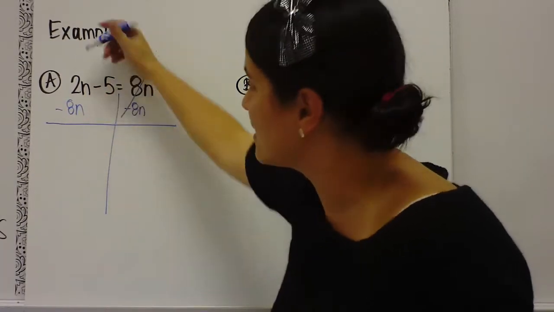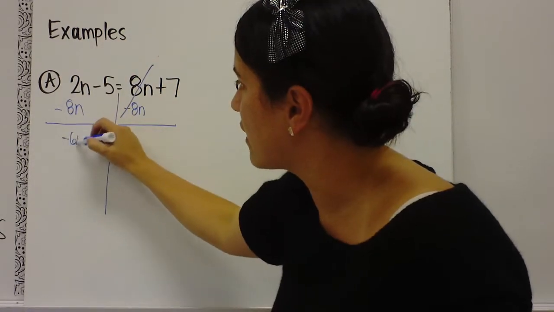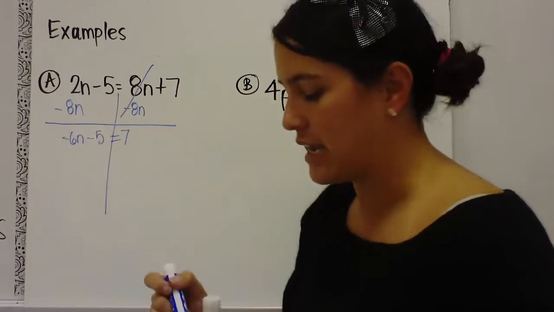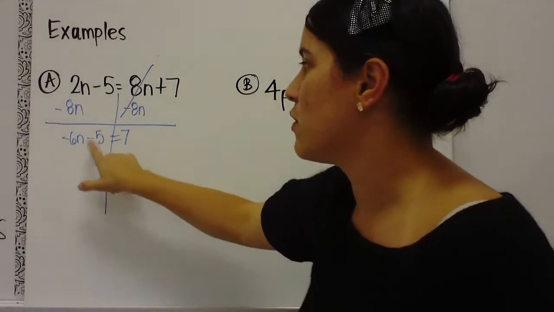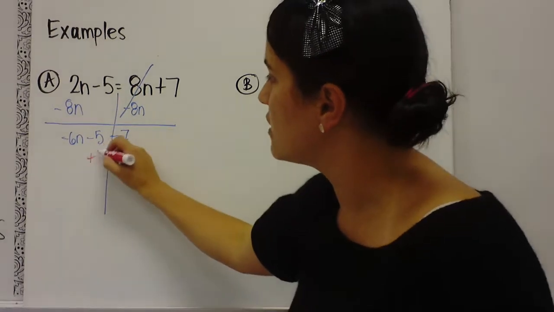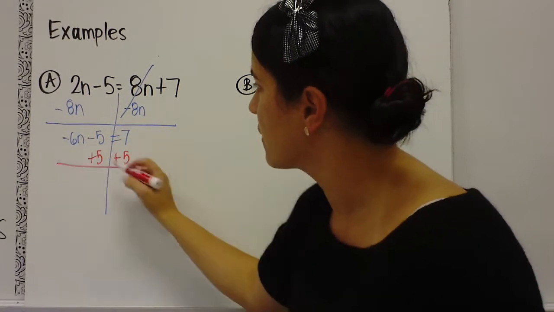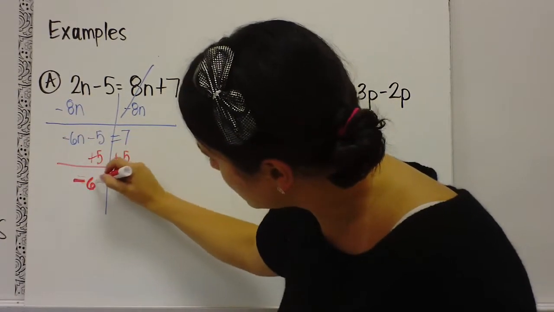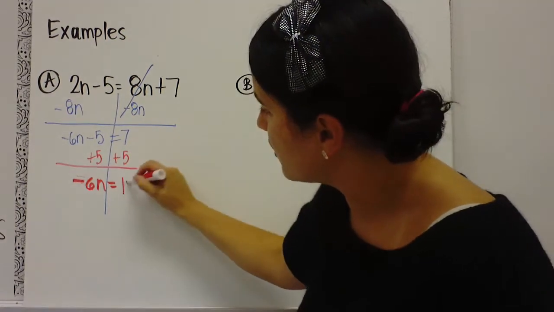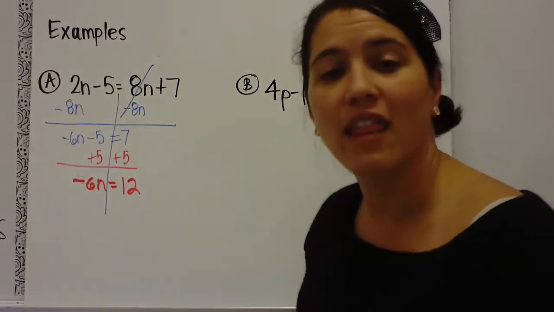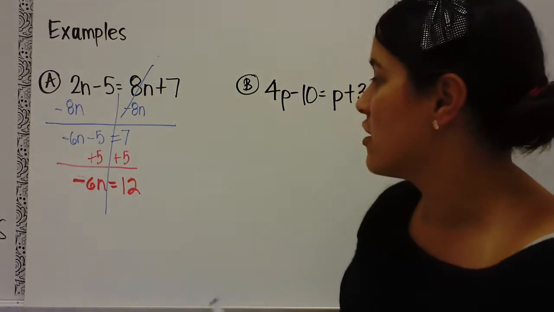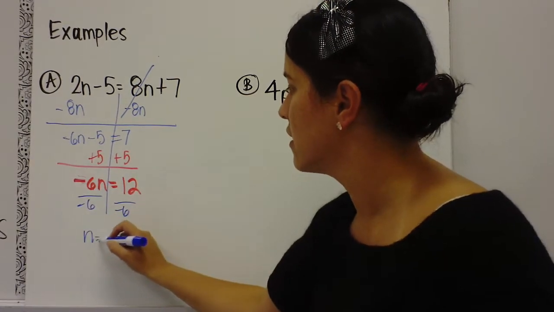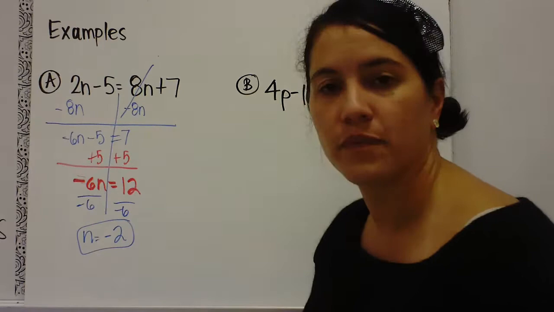2n minus 8n, that's like 2 minus 8 is going to give me a -6. And then everything else comes down. Next, I need to move my numbers over here. So I'm going to do plus 5 to both sides. -6n, 7 plus 5 is 12. And like we did before, my last step is going to be undo this. I'm going to divide both sides by -6, and n equals -2.